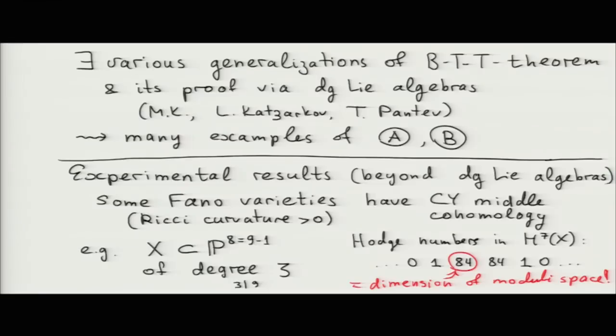First of all, about the Bogomolov-Tian-Todorov theorem: together with Ludmil Katzarkov and Tony Pantev, we collaborated a couple of times. We tried to generalize this proof with differential graded algebras to other circumstances, and we get many other examples where the proof works. But here the structures A and B are straightforward. We get them automatically, it's really an imitation of the original proof.